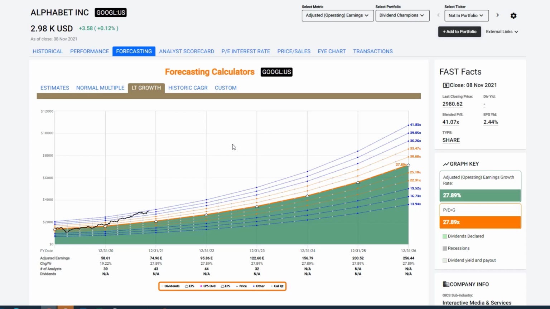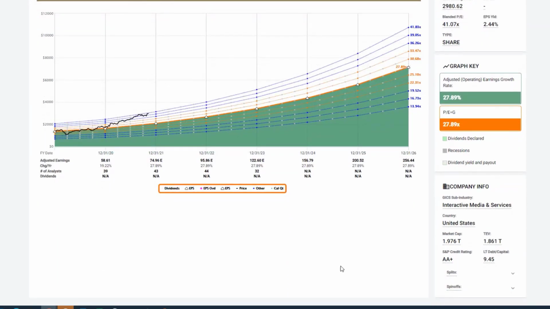So I've got all of the bells and whistles, or checks, on the Fast Graph. I've got all the earnings growth, the valuation, the reasonable return expectations. I've got the AA+ credit rating, so that's higher than investment grade. I don't have any dividends, so I'm not worried about free cash flow covering the dividends.